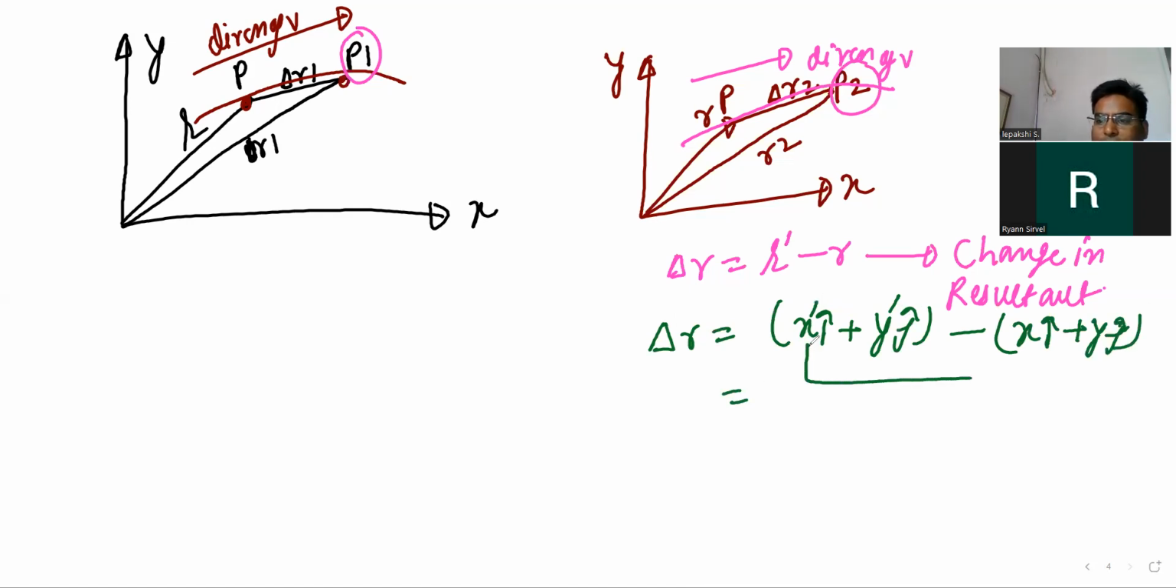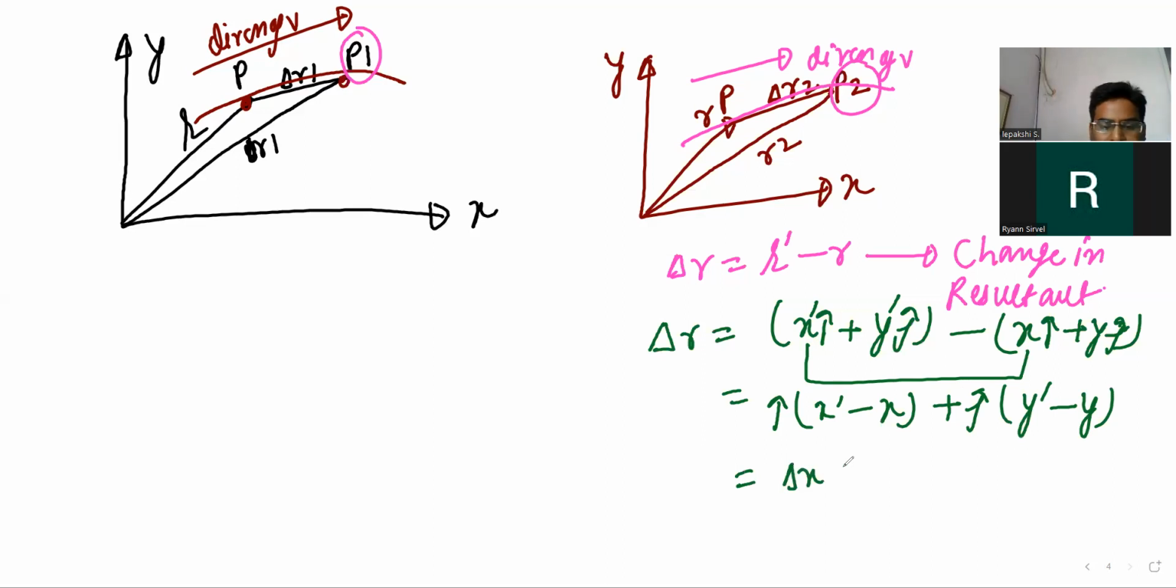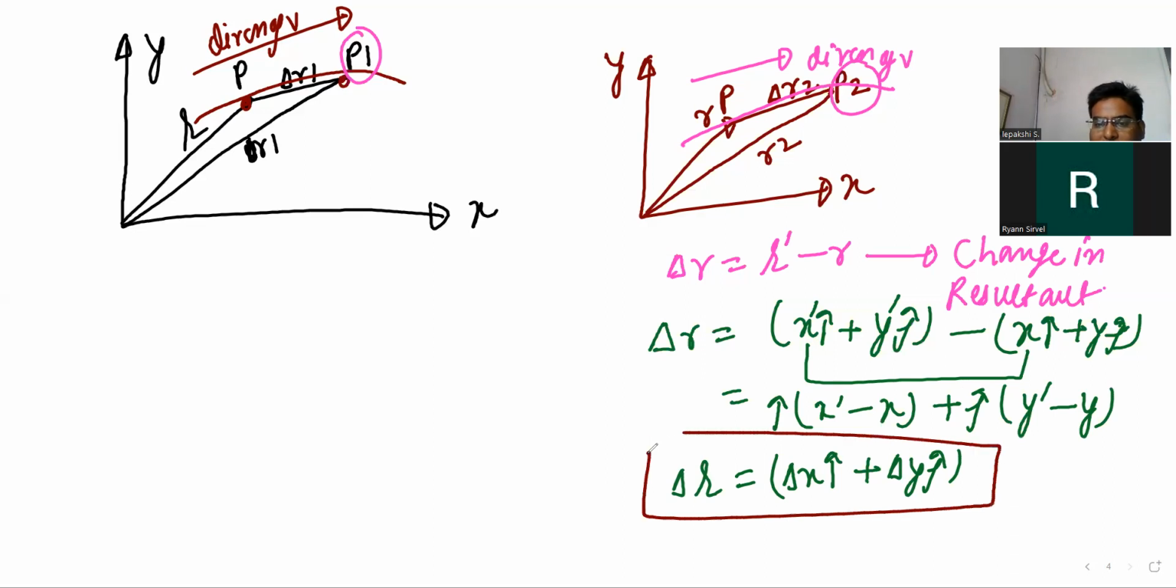So take the common from here. So i will be common. The change in the x position will be x dash minus x, and take j as common, so y dash minus y. Right. So it will be given as delta x into i plus delta y into j. It is given as delta R. So this will give the position in the resultant. Right. So write this one.